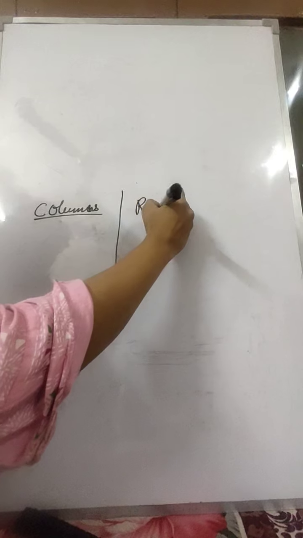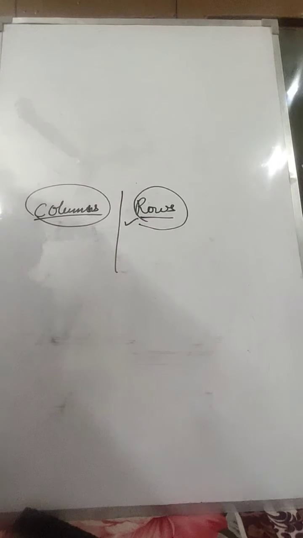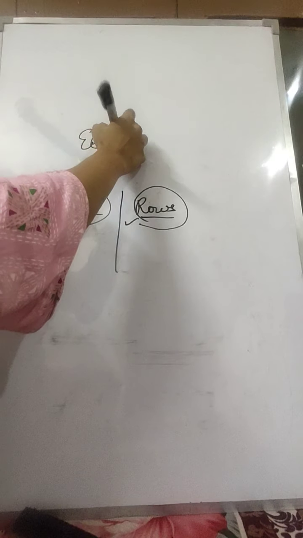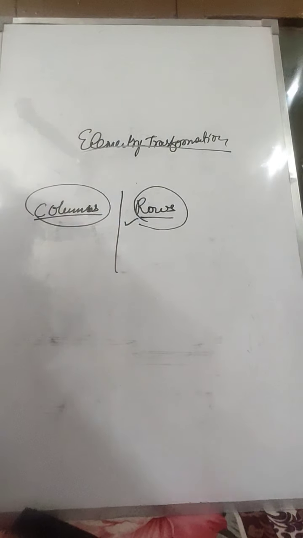Elementary transformation basically can be done in terms of columns and also for rows. Okay, but you have to maintain that in your mind: if you are working with rows, then you will be working with only rows, and if working with columns, then you will only be working with columns in elementary transformation. Okay, so now how do we work here?